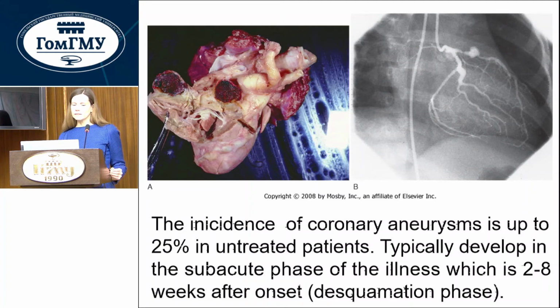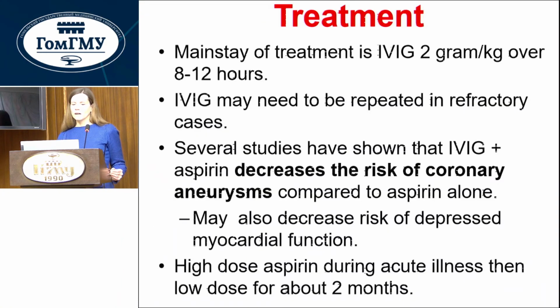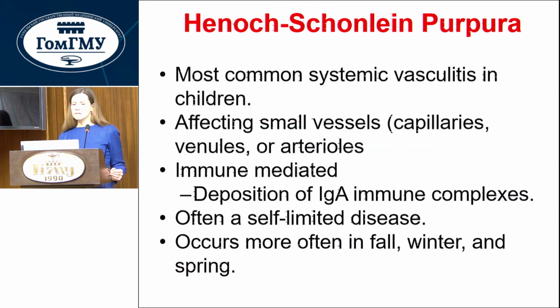Okay, the incidence of coronary aneurysm is up to 25% in untreated patients, typically developing in the subacute phase of the illness, which is 2 to 8 weeks after onset. Okay, and for treatment, we can use intravenous immunoglobulin and aspirin for about 2 months.